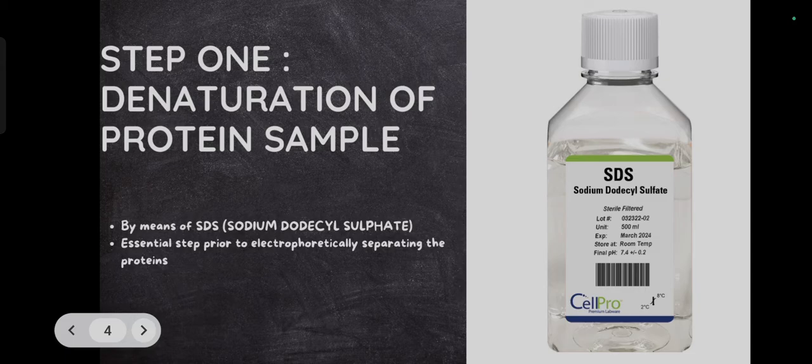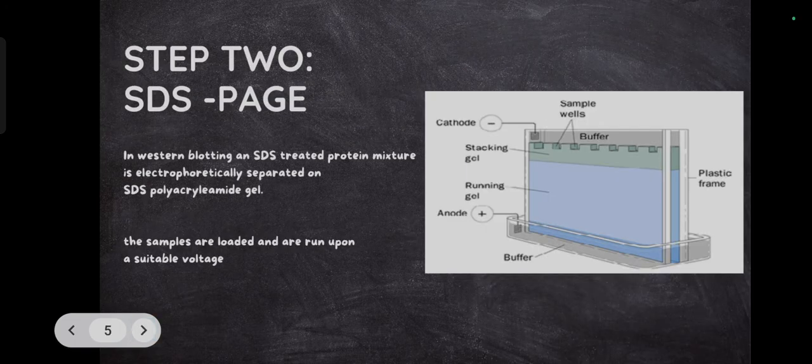The set of proteins received in a sample are first denatured by means of SDS, which is sodium dodecyl sulfate, an anionic detergent that helps in breaking various non-essential bonds between the large protein molecules so that the antigenicity of the protein remains intact. This SDS-treated protein mixture is then loaded onto the polyacrylamide gel so as to electrophorese it further.